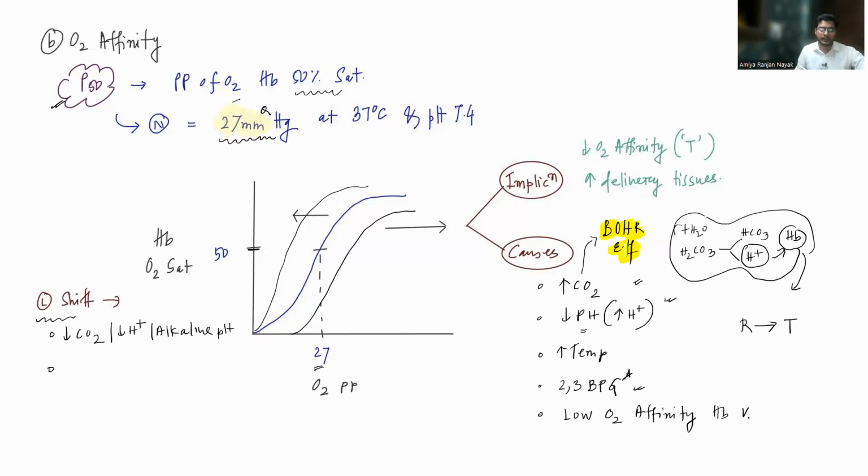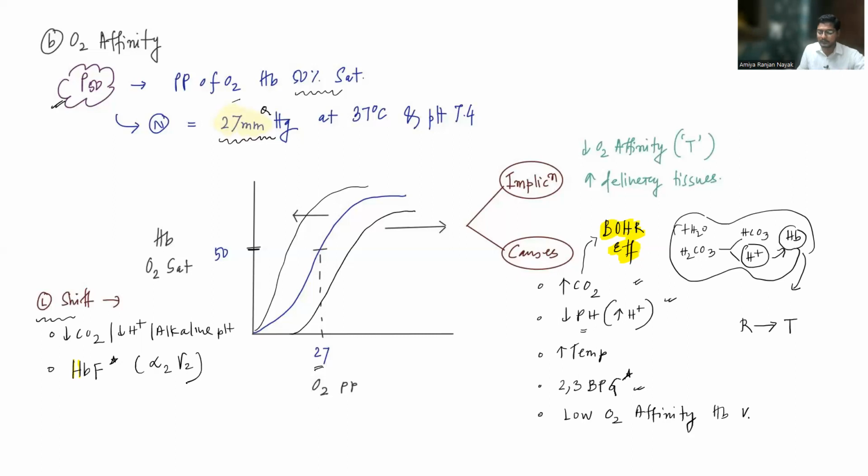Okay, so what are the other causes of left shifting? We'll study about hemoglobin F. Hemoglobin F is fetal hemoglobin, which is basically alpha 2, gamma 2. I told you adult hemoglobin is alpha 2, beta 2. Hemoglobin F is alpha 2, gamma 2. This also has increased affinity for oxygen, so that will also cause leftward shifting.